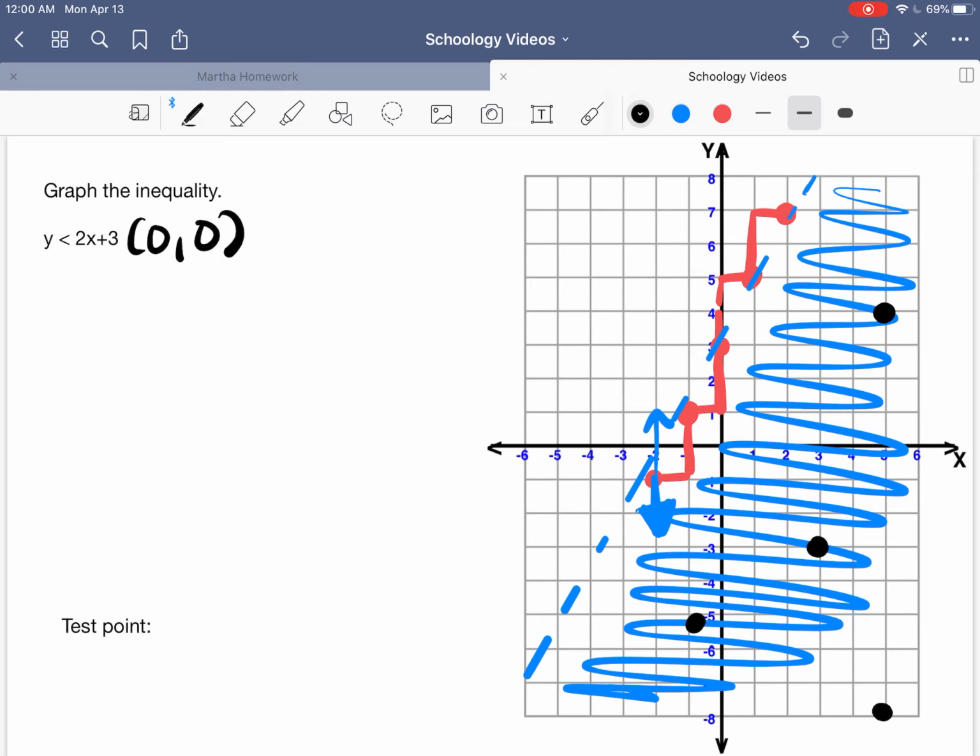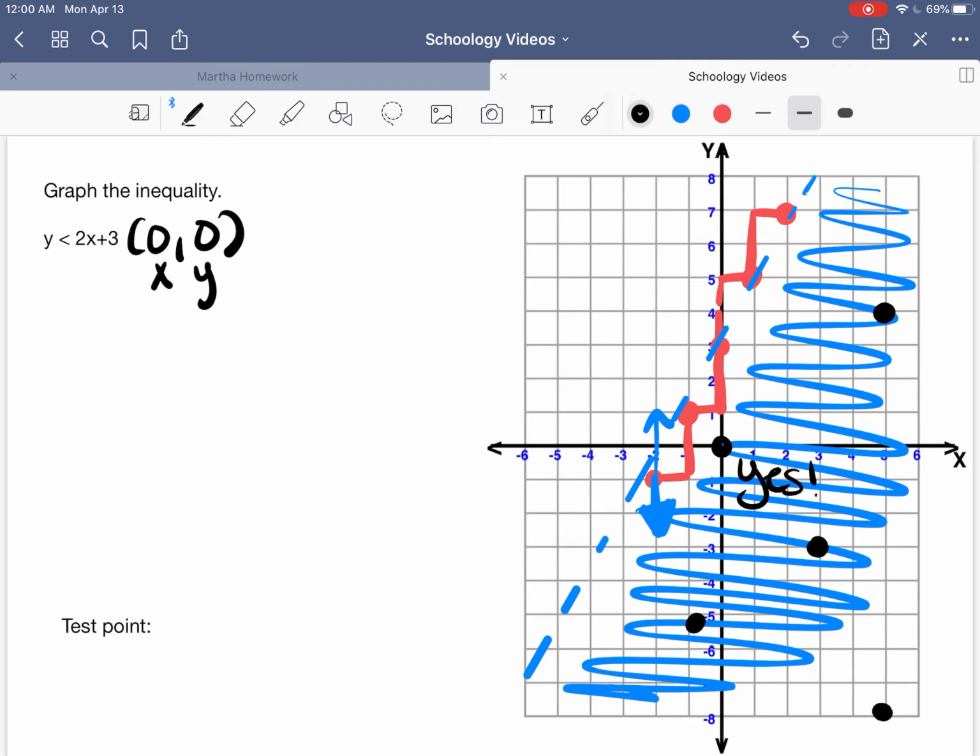If you see right here on your graph, you can already see that it's definitely a yes. It is going to be part of my answer. But let's check it using math. So here you're given an x and a y. You're given 0 for the x, 0 for the y.